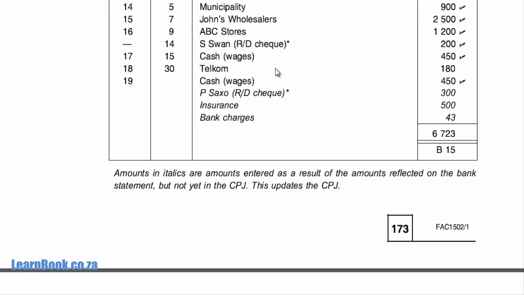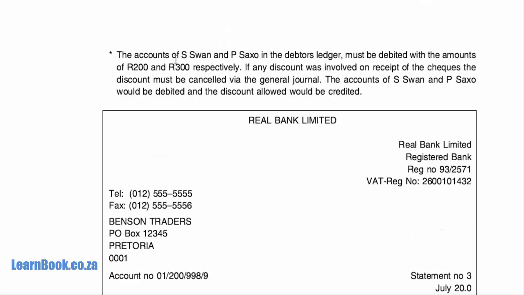200 from S Swan. Here we see the accounts of S1 and P Saxo in the debtors ledger must be debited with the amounts 200 and 300 respectively. If any discount was involved on the receipt of the checks, the discount must be cancelled via the general journal. The accounts of S1 and P Saxo would be debited and the discount allowed would be credited.